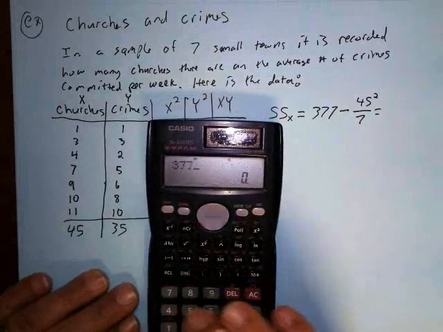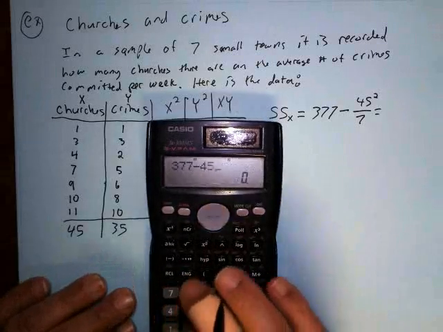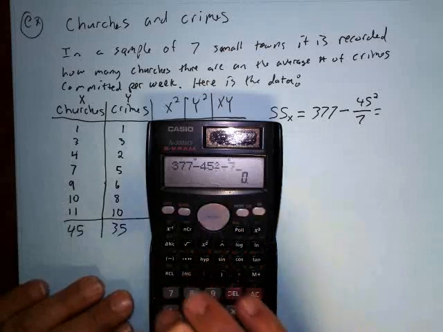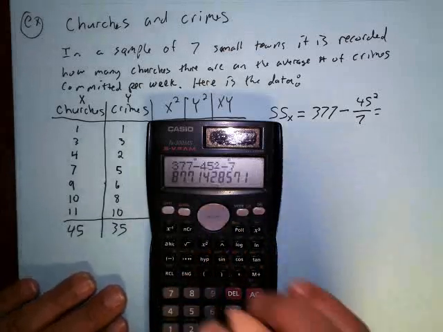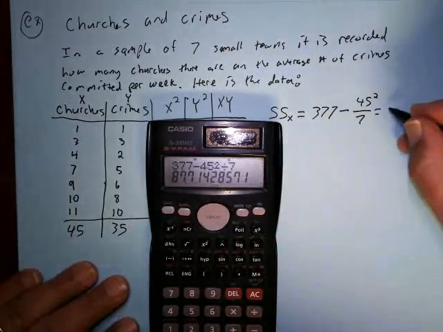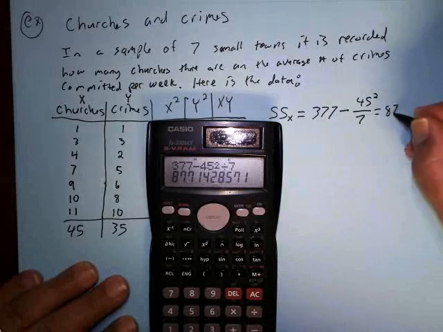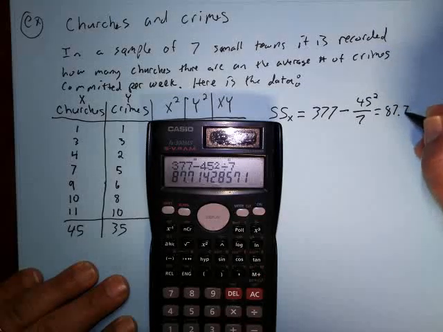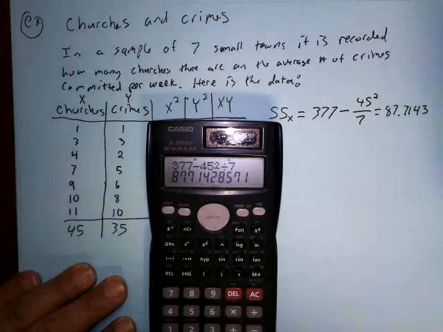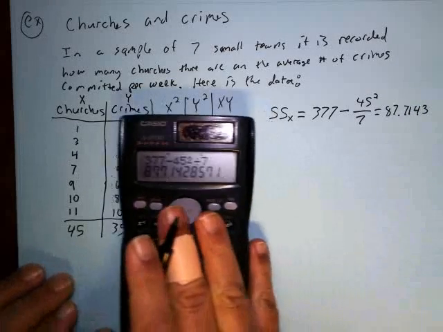So I got 377 minus 45 squared divided by 7. And this doesn't necessarily come out evenly, so I'm going to go to at least 4 decimal places. I'm going to go to one more than what I'm going to round my answer to. So it would look like that.